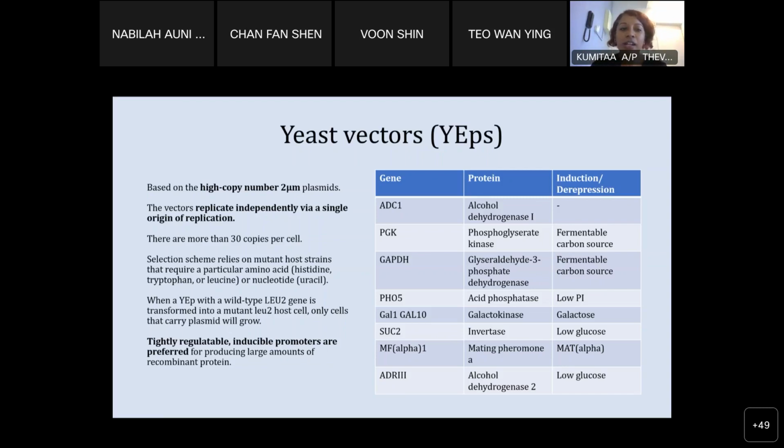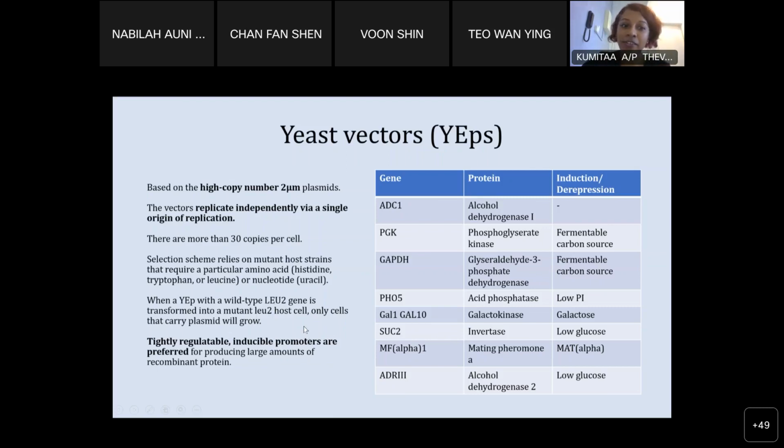It does rely a lot on certain mutant host strains. So, for example, histidine, tryptophan, and leucine. There is a diagram a bit later in one of the later slides that will actually show you how this works. So, don't worry too much about it if you can't quite imagine how the selection markers are used. But basically, to simplify it, when you have a YEP with a wild type LEU2 gene, and it's transformed into a mutant LEU2 host cell, only cells that carry the plasmid will grow. Again, there's a diagram later on, so that will probably make it a bit clearer.